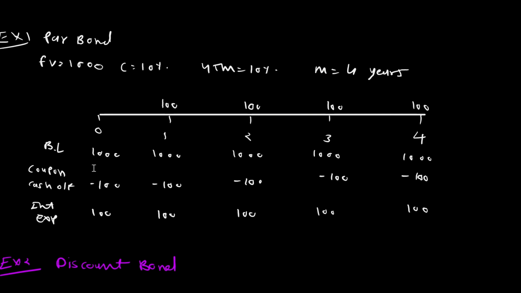If you want to calculate, face value 1,000, payment 100, maturity 4 years, N is 4, payment 100, compute present value, it will remain the same for all years.